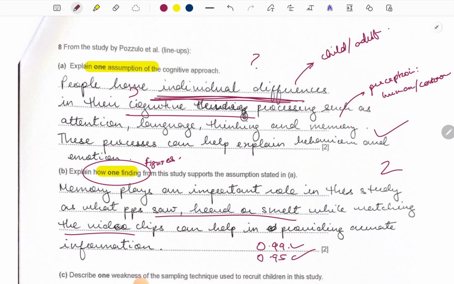So this answer is too muddled up and confused. It's become incorrect also, like it's become illogical also. So this would get a 0 on the paper.